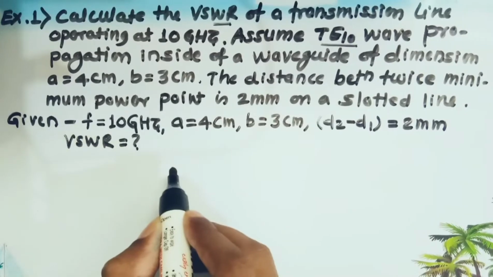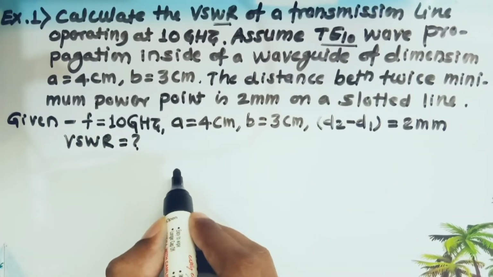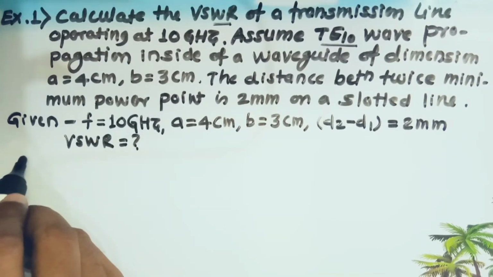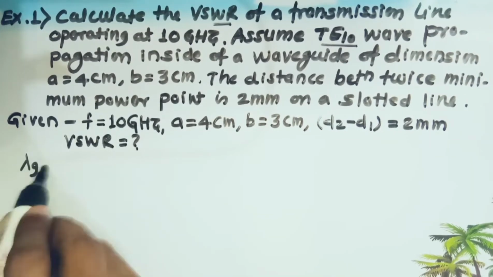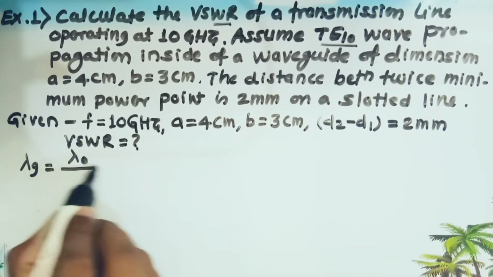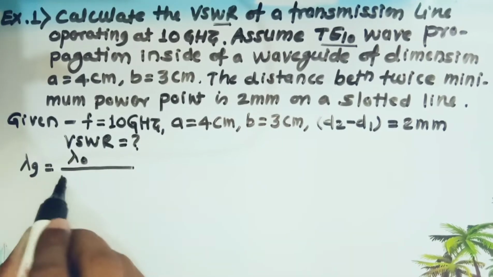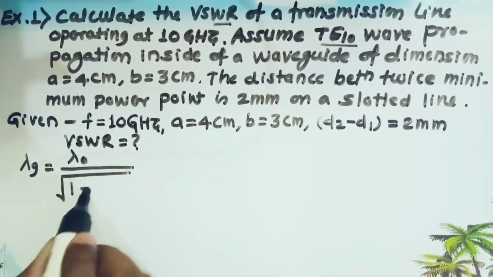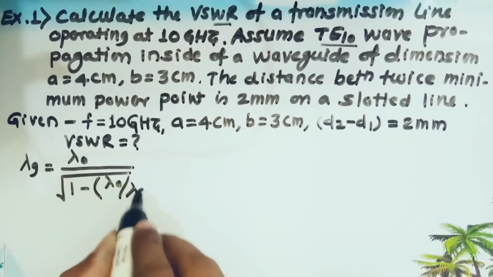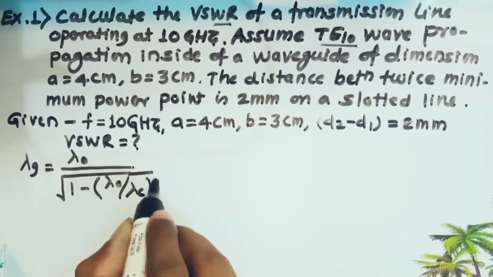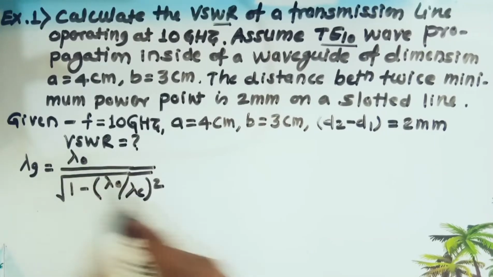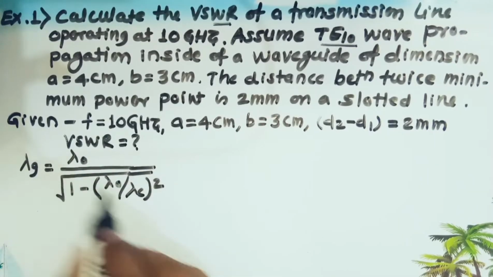In order to calculate the VSWR, first we have to find out the guide wavelength, and the formula for the guide wavelength is lambda g equals lambda 0, the free space wavelength, divided by the square root of 1 minus (lambda 0 divided by lambda c) whole square. So first we have to find out lambda 0 and lambda c.